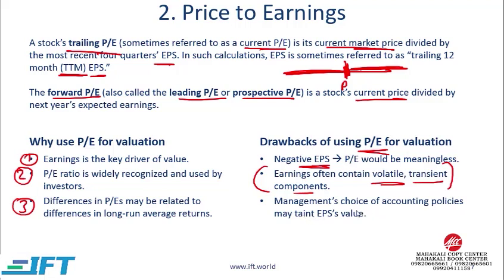And finally, management's choice of accounting policies may taint EPS. We won't spend much time on this because, again, this material has been covered in detail in FRA. Different companies might make different assumptions about depreciation, about operating leases versus finance leases, and a host of other items. And those different management policies and decisions will obviously impact the EPS number.